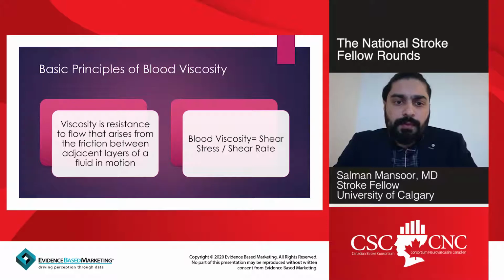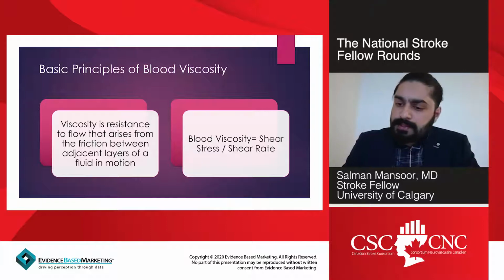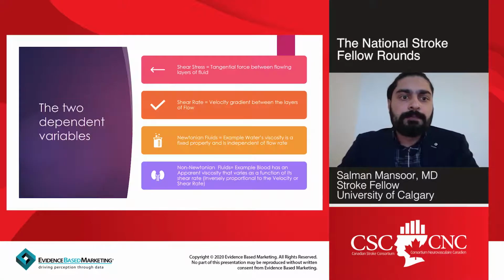The basic principles of blood viscosity are: viscosity, as we know from our general scientific knowledge, is the resistance to flow that arises from the friction between adjacent layers of a fluid in motion. And the formula to derive it is blood viscosity is equal to shear stress divided by shear rate. So my understanding of this formula and this equation is the center of my talk.